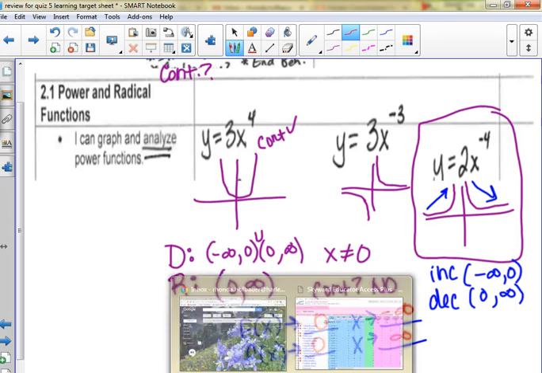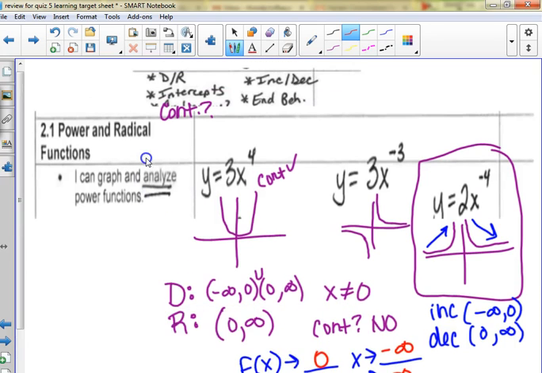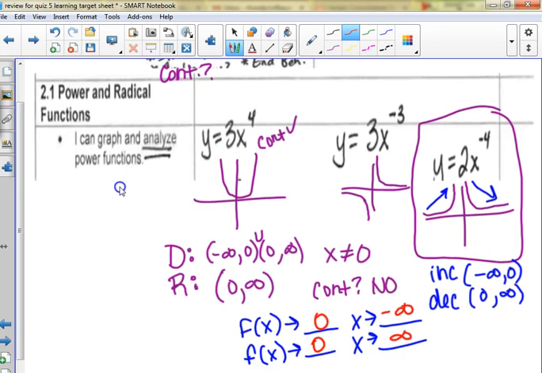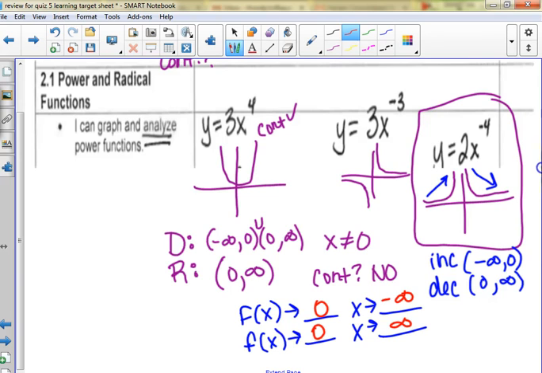Any questions? I think I covered everything, did I? Oh, it says intercepts, I think, on the quiz. This one would have had one at 0, 0, and you could just write it that way. These both have none. That's that one. All right.